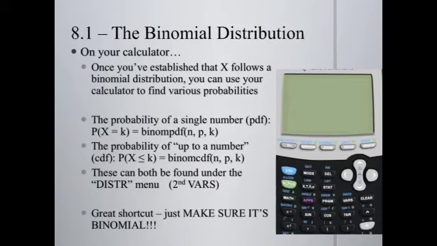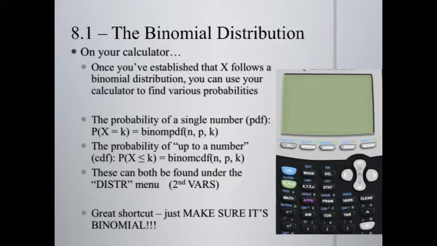If you need help with this, just come in and see me and I'll show you where it is on the calculator, but you should be able to find it. It's under second distribution and you're looking for, scroll all the way down to binomial PDF or binomial CDF. We use PDF, remember, when it's equal to. We use CDF when it's less than or equal to.